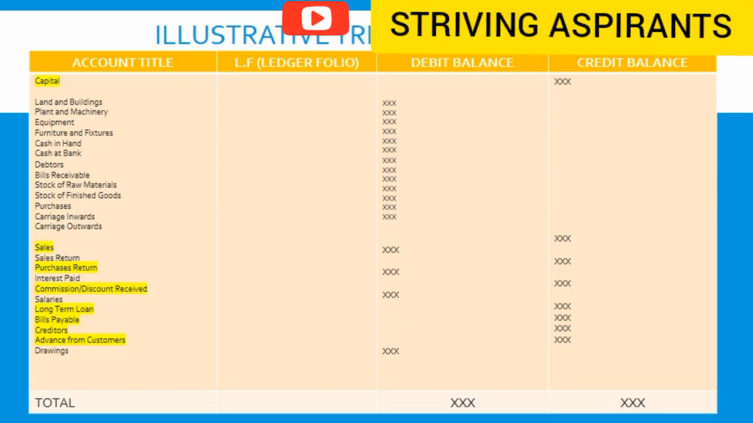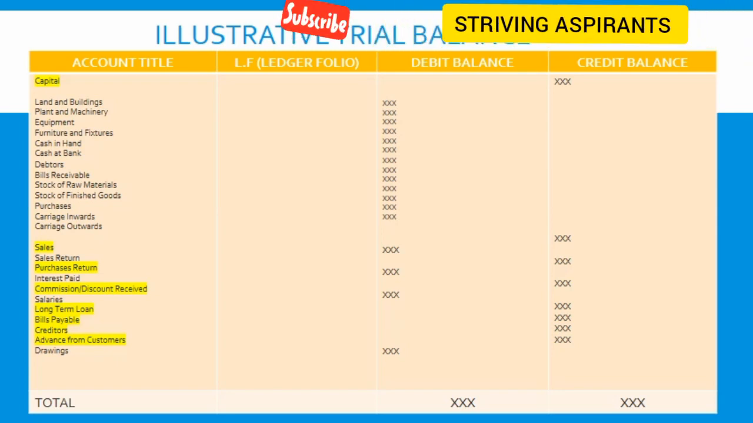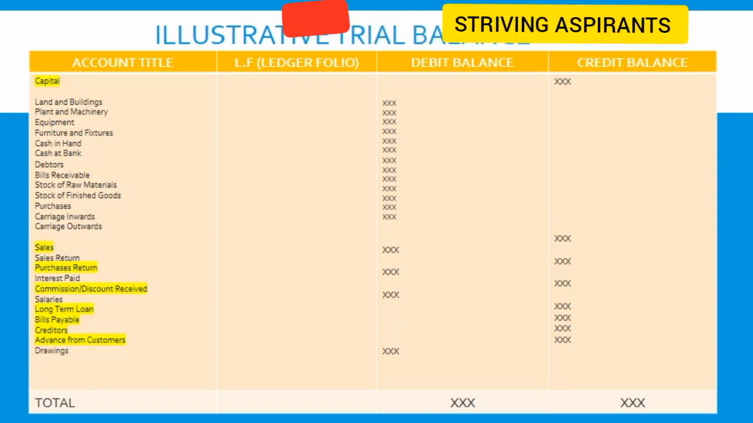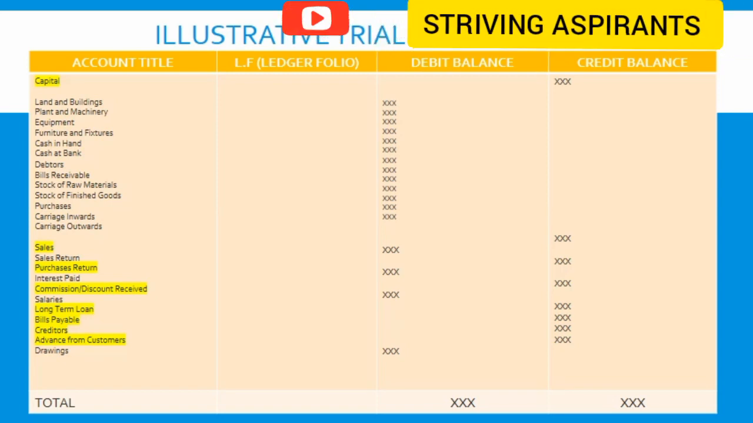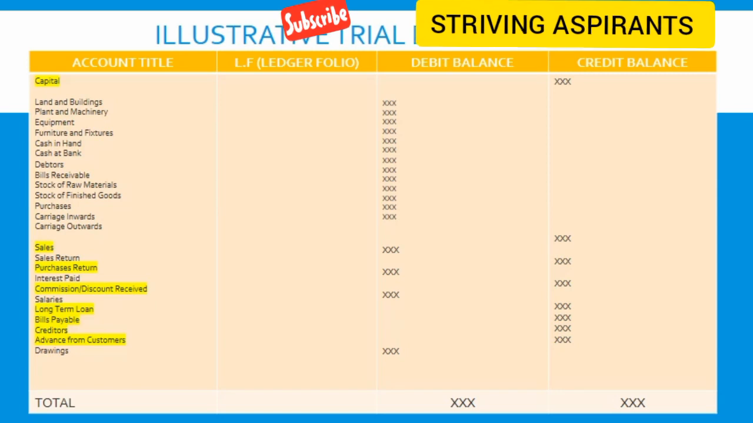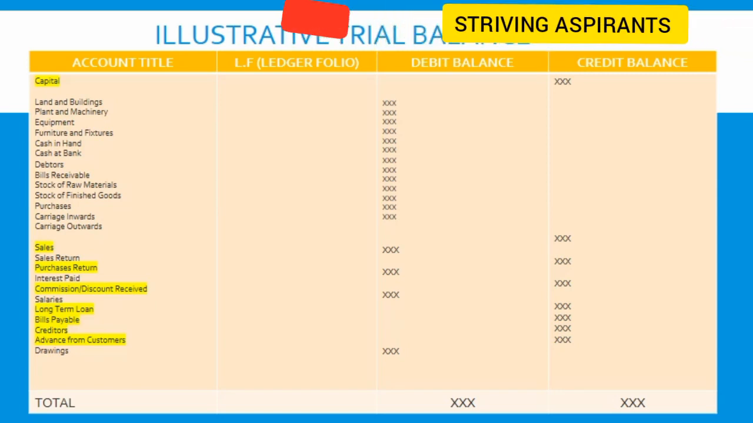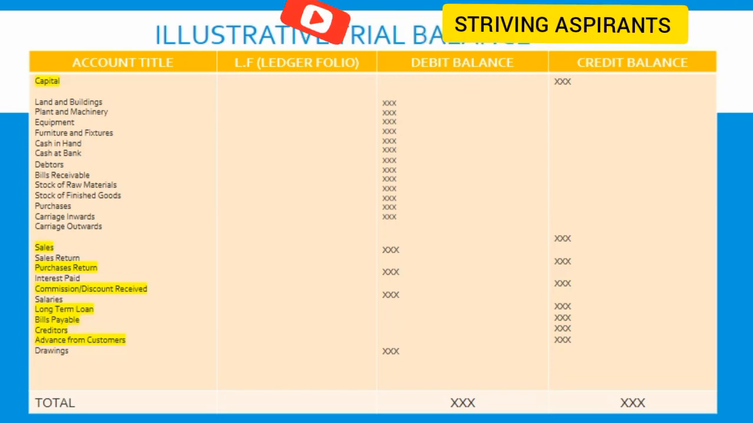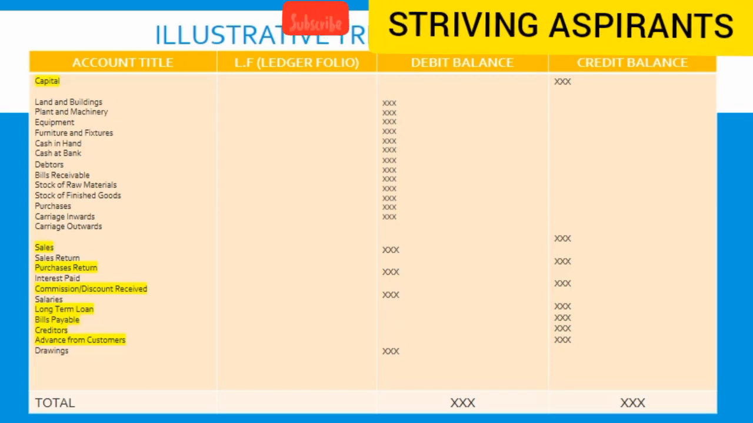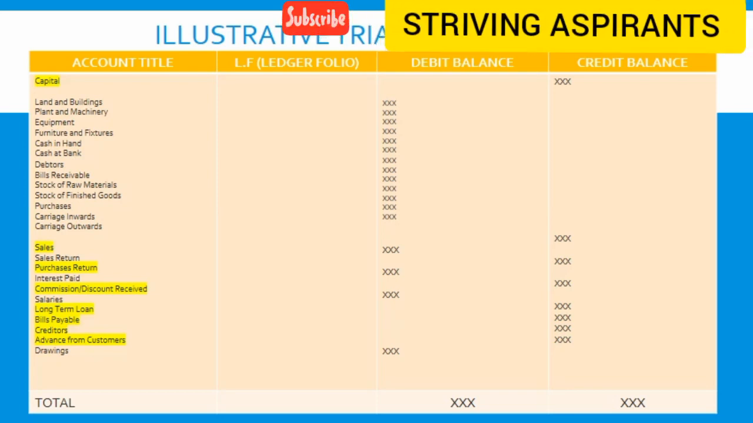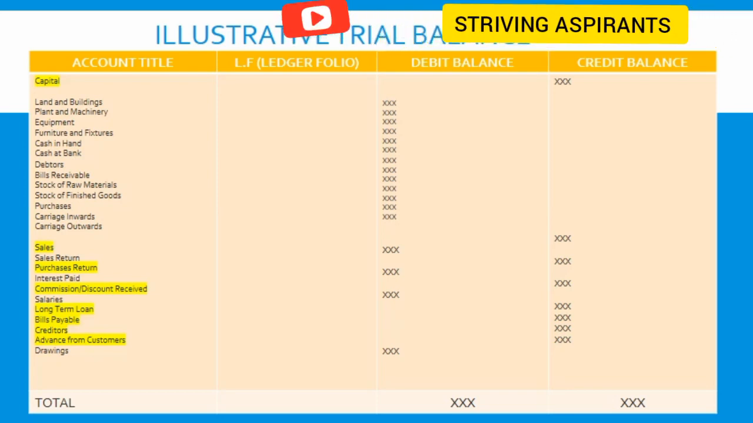First one is capital, that is a credit balance. Land and buildings, plant and machinery, equipment, furniture and fixtures, cash in hand, cash at bank, debtors, bills receivable, stock of raw materials, stock of finished goods, purchases, carriage inwards, carriage outwards. So these will show the debit balance.